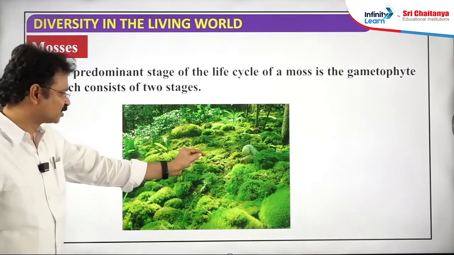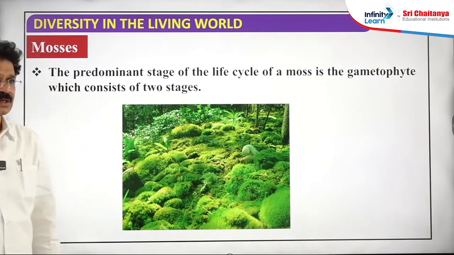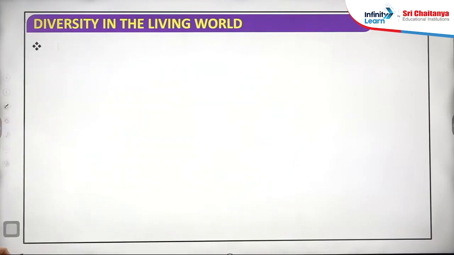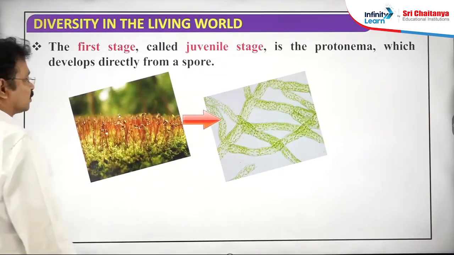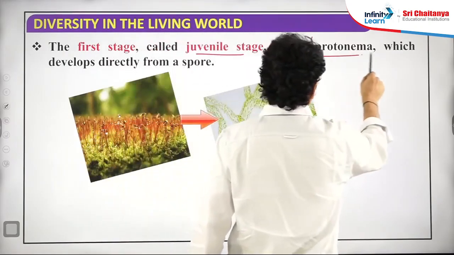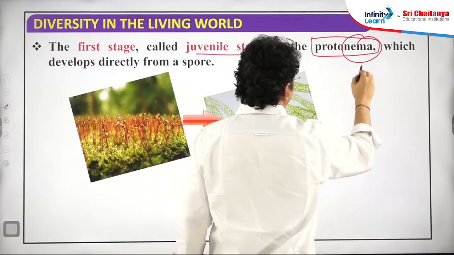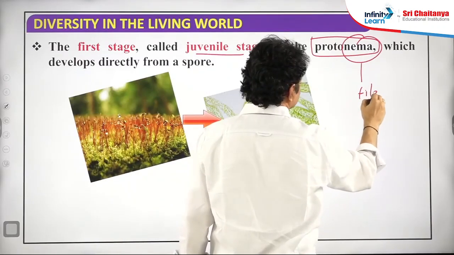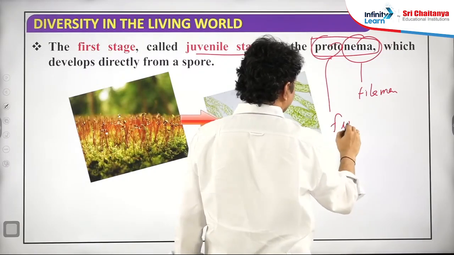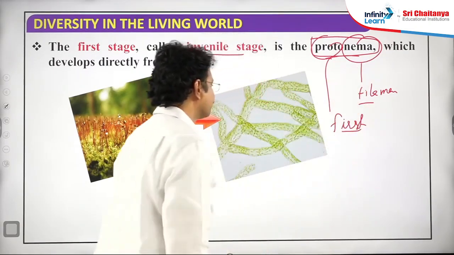These are very small, thin plants that appear like a green carpet on the surface of the soil. These are moss plants. In the life cycle of moss plants, first a juvenile stage is present, called protonema. It appears filamentous. Nema means filament; proto means the first formed phase. That is the meaning of protonema.